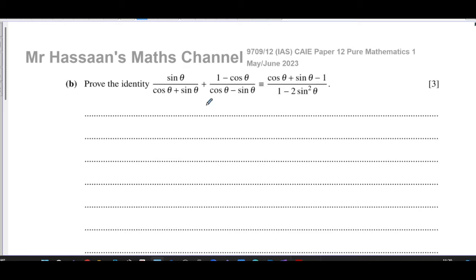So to prove this, what I'm going to do is combine these two into one fraction, because we're going from two separate fractions to one single fraction. So I'm going to combine these together. I'll multiply the denominators together, which will give me cosine theta plus sine theta.